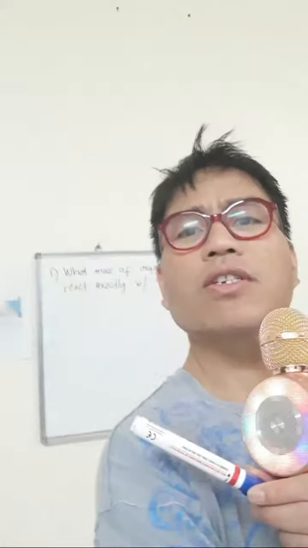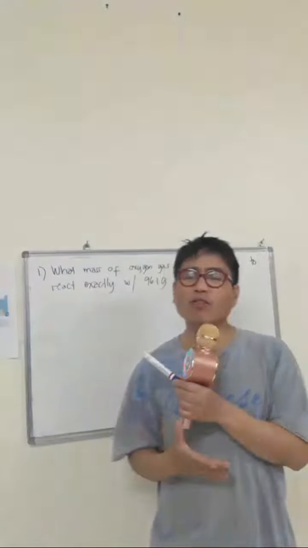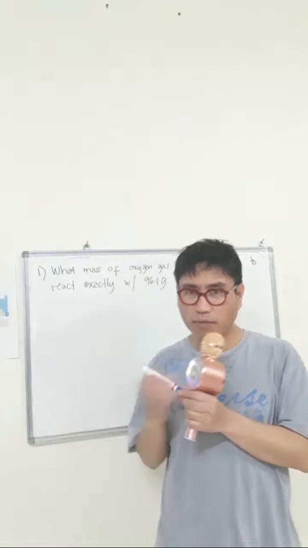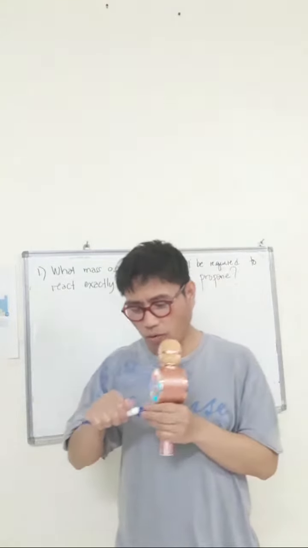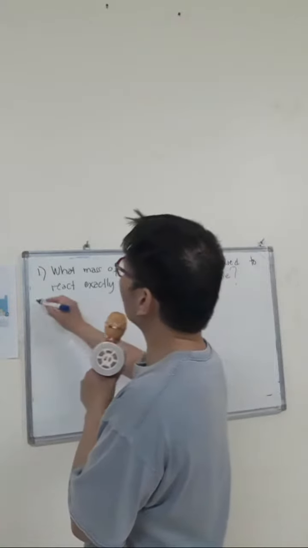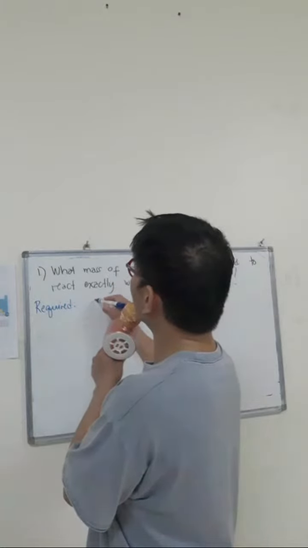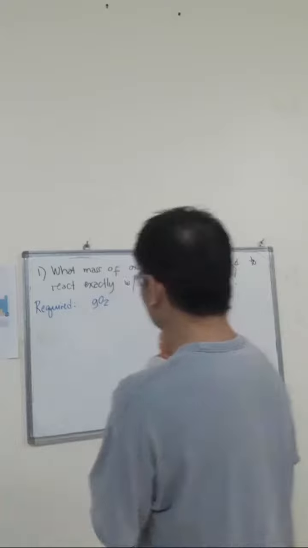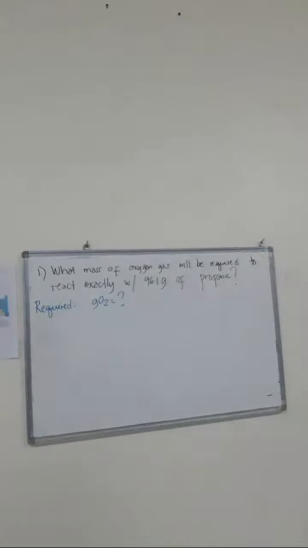In stoichiometric chemical calculations, there are no standard equations and formulas to be used, because you always use the dimensional conversion way of solving, the longhand way of solving. All you have to do is play around with your analysis and problem solving. Now, the mass of oxygen is required, so grams of oxygen, question mark, to react exactly with 96.1 grams of propane.